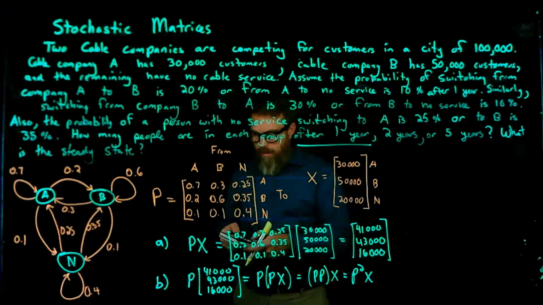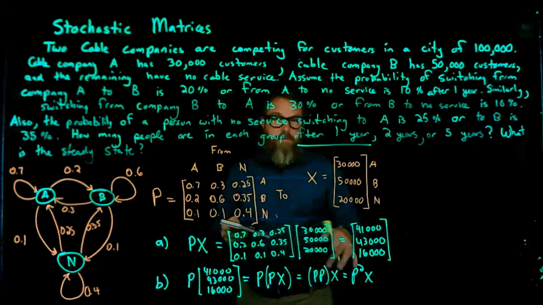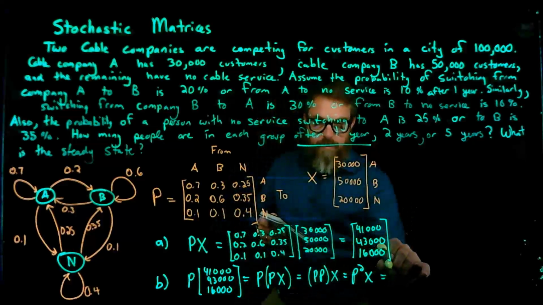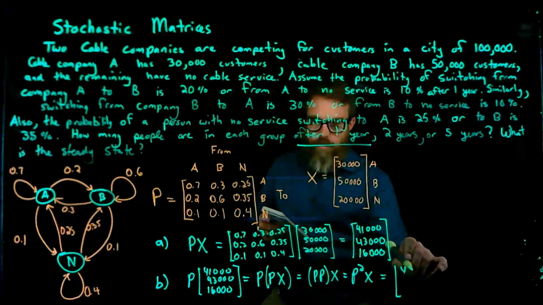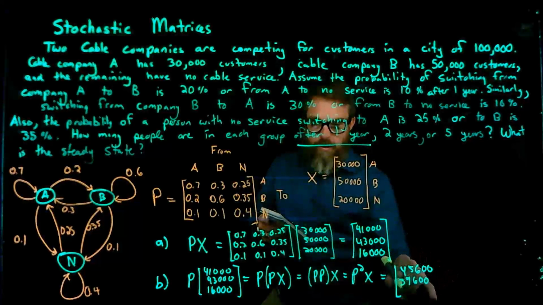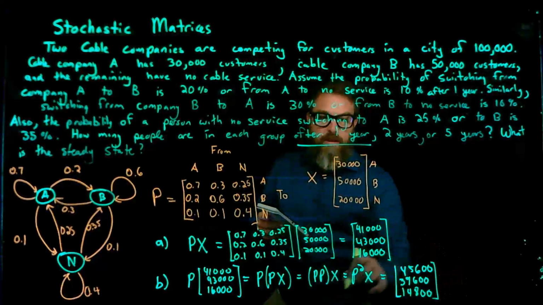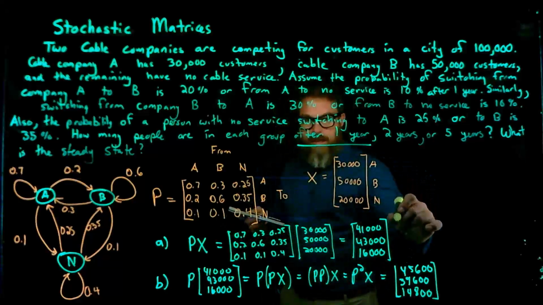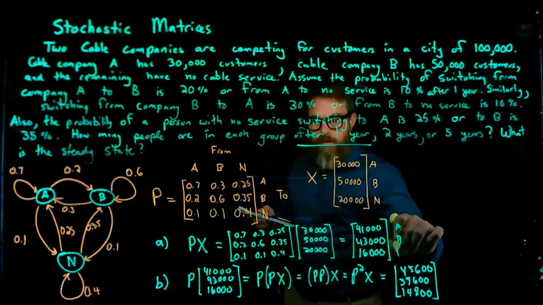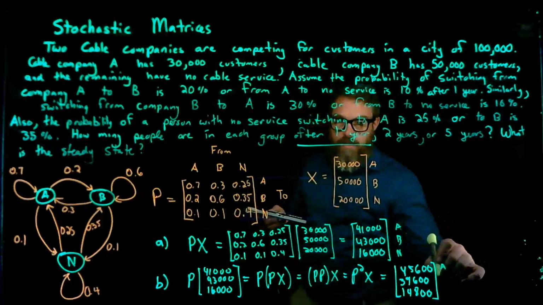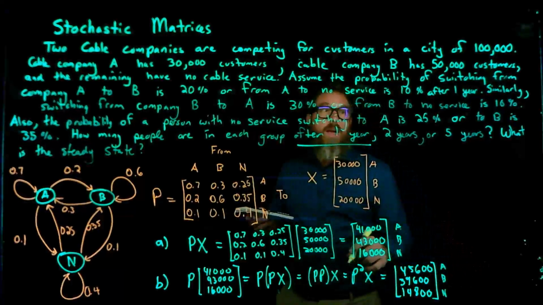So what I'm going to do is I'll go insert, and I'm going to square that matrix. So P squared x is going to give me 4, 5, 6, 0, 0. So that's company A. Company B is going to be 39,600. And finally, no service is going to have 14,800 people. So again, this is how many are company A. This is going to be in B, and this is going to be no service after 1 year. And very similar. This is A, this is B, and this is no service after 2 years.